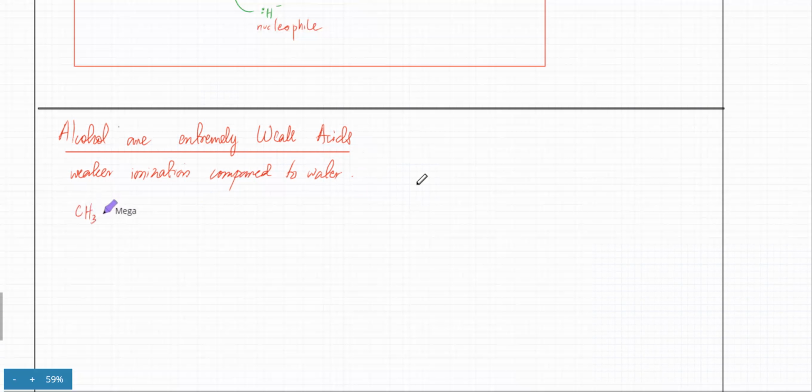You have CH3, CH2, and OH. There's a very tiny chance that the H at the end might break off. So it would result in the formation of CH3CH2 and O minus 1 ion. And the H plus 1 might break off. But the chances, the ionization is even weaker compared to water.